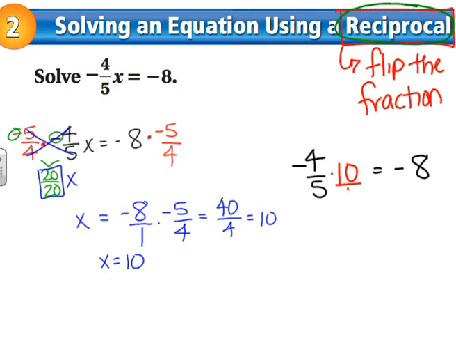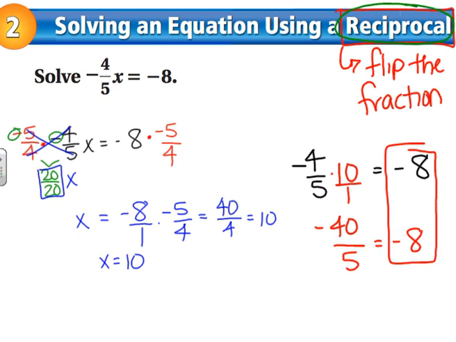Okay, negative 4 times 10 is negative 40. 5 times 1 is 5. And negative 40 divided by 5 is negative 8, which is exactly what I wanted it to be. Okay, so I know that x equals 10 is the correct answer on this.